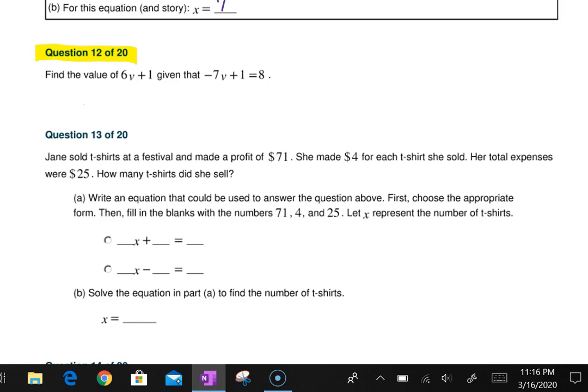For number 12, when they give you an analyzing question like this, look at the one that gives you the most information to begin with. The one on the right, negative 7v plus 1 equals 8, gives you enough information so you could solve it. If you do minus 1 on both sides, you will get negative 7v equals positive 7. When you divide by negative 7, you'll know that v equals negative 1. But they wanted to know what 6v plus 1 would equal, so you have to plug it in. 6 times negative 1 plus 1. So that would be negative 6 plus 1, and our overall answer would be negative 5.